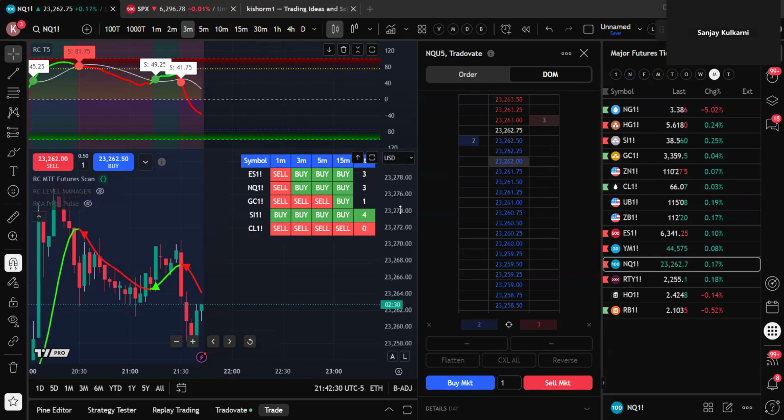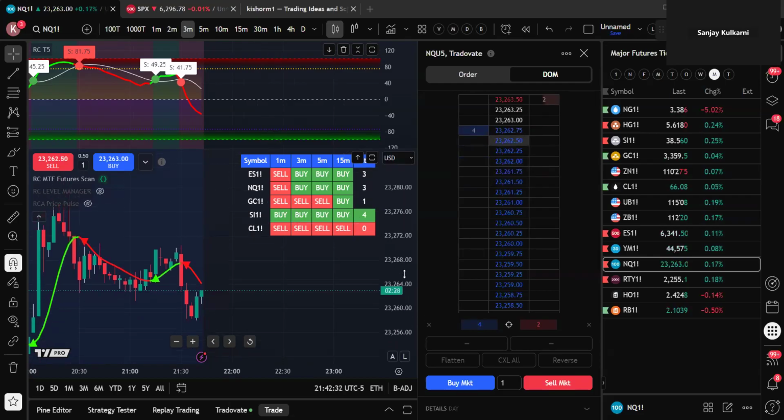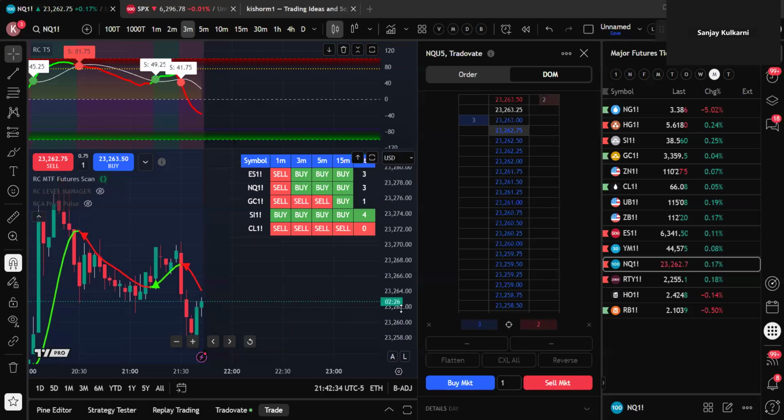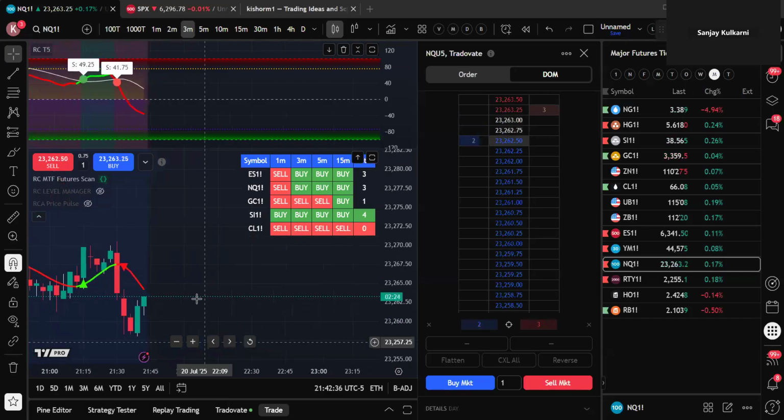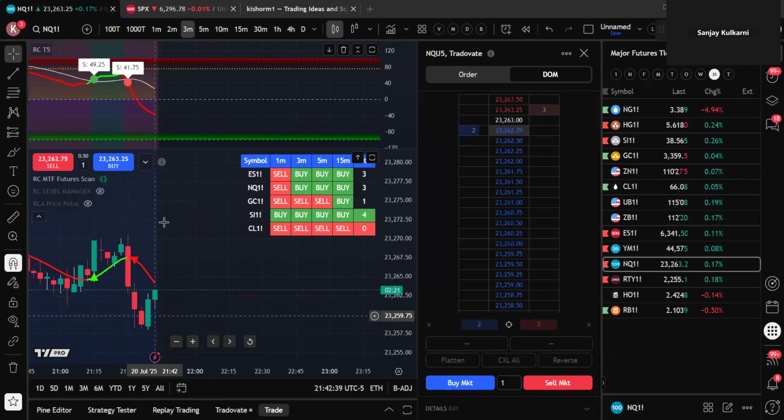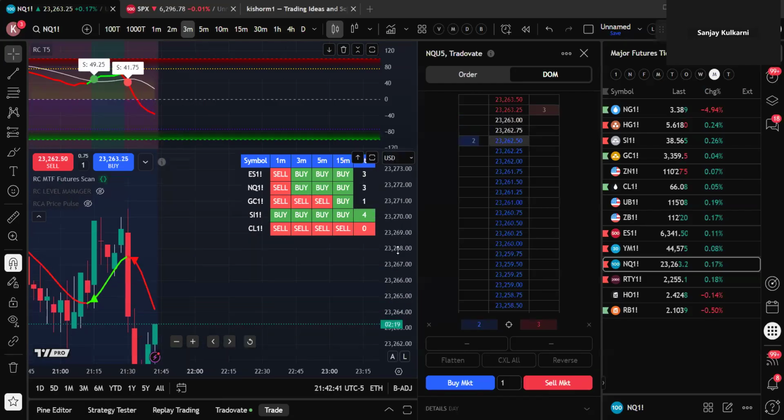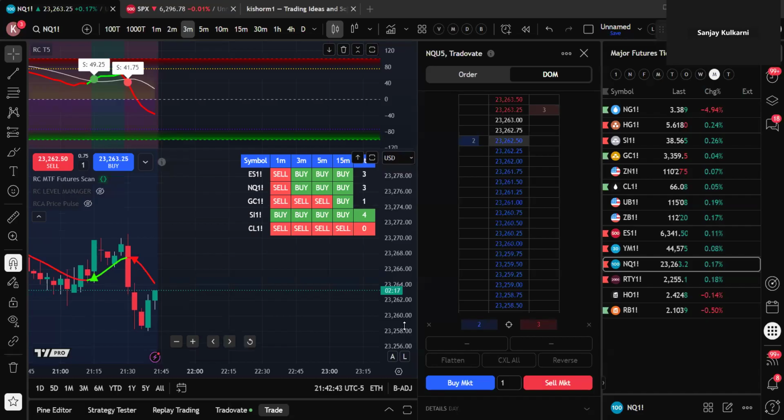Maybe I don't know how the code works there. It may be good to replace the RCA price pulse table with this. That might not impact the performance. I don't know.